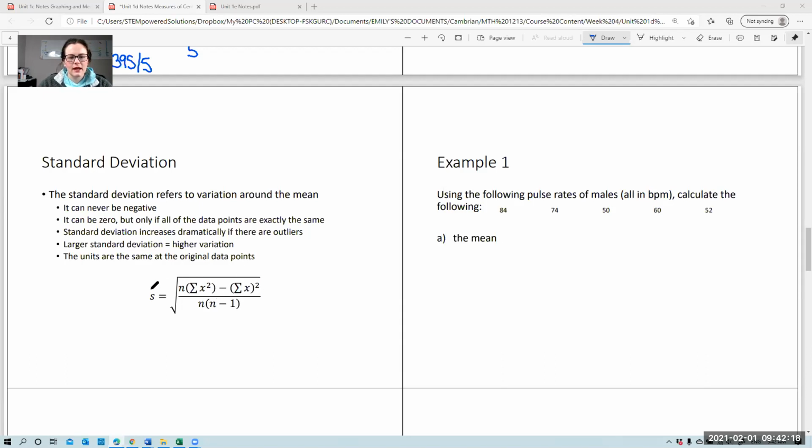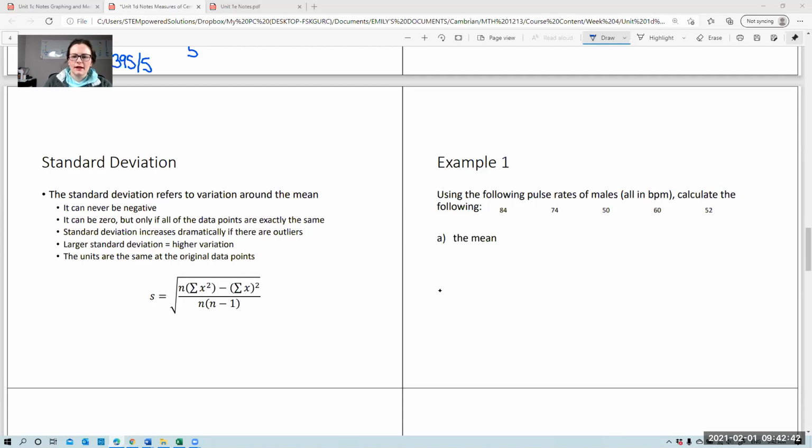Okay, so that's what this formula is. And it's just important to break it down into steps and say, okay, do I know what n is? Then plug it in. Do I know what the sum of x squared is? Then I plug it in. Do I know what the sum of x is? Plug it in. Do I know what n is? Do I know what n minus 1 is? So you just break it down into 1, 2, 3, 4, 5 chunks.